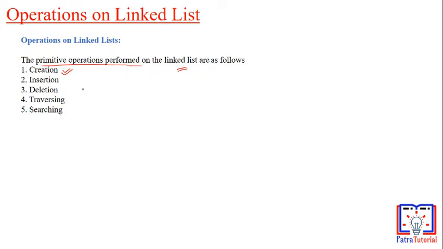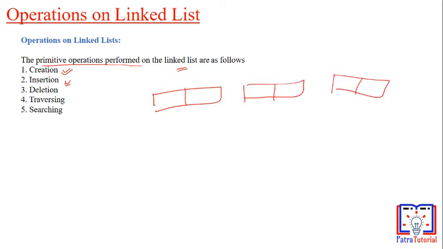Okay, and insertion. Suppose there is already one linked list like this, and I will ask you to insert a new node at the beginning of the linked list. That means at this position you need to insert a new node, right? So how to allocate the memory, how to insert it, and how to update the start pointer. Previously start pointer will be pointing to this node, right? But after inserting this node, this will be the first node, so start will be pointing to this node, and this will be pointing to this node.